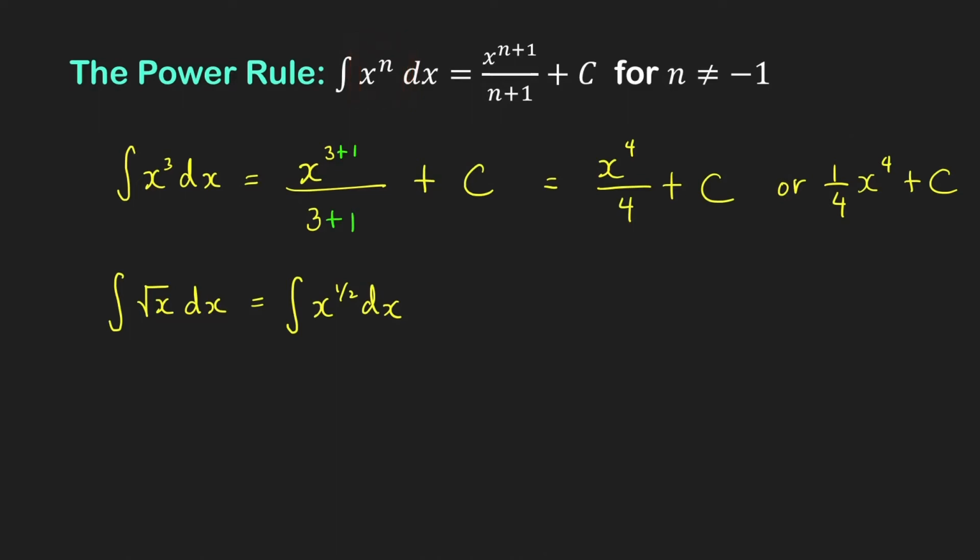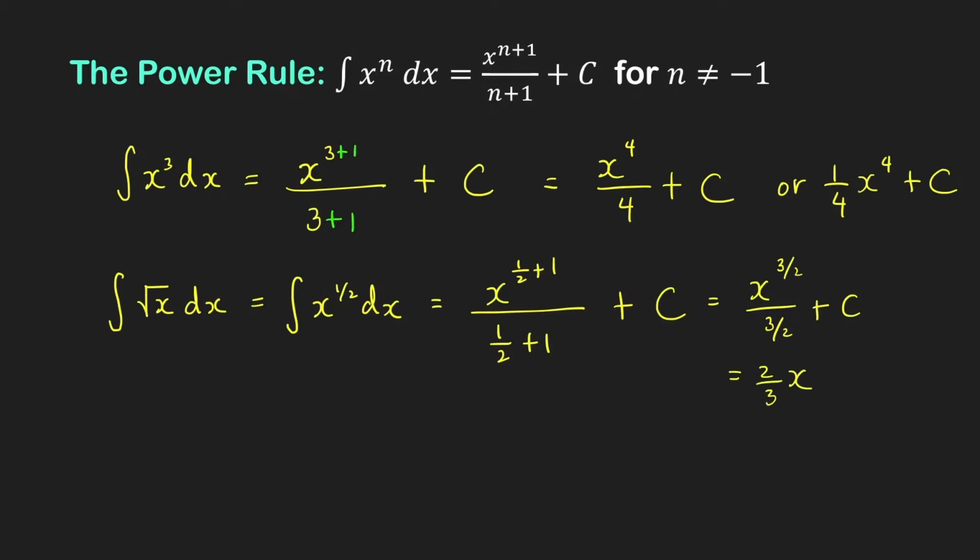So using this power rule, we just add 1 to the power and then dividing the result by the new power, which is 1/2 plus 1. And then again, don't forget the arbitrary constant, which is equal to, of course, x raised to 3 halves over 3 halves and then plus c. And we can write this down as 2/3 and then x raised to 3 halves and then plus c.